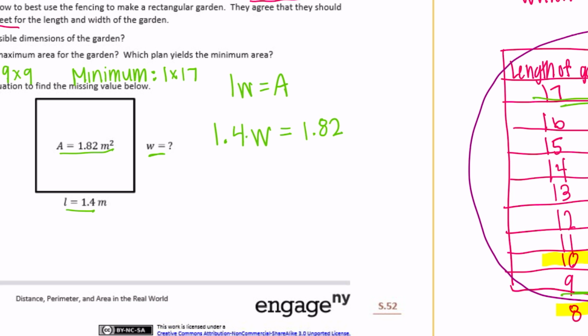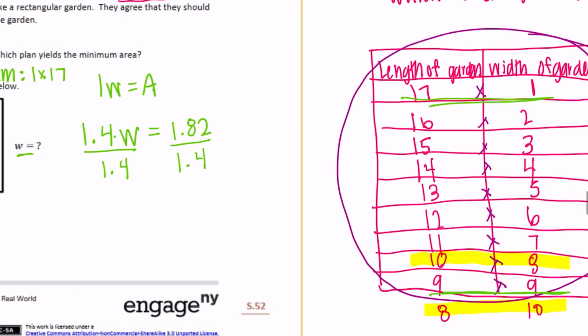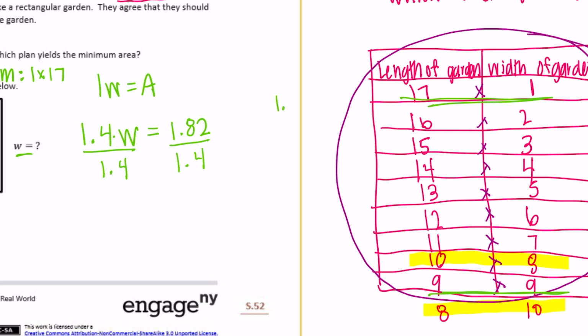So since I multiplied, I'm going to do the opposite to get rid of it. So divide by 1 4/10. What I do to that side, I need to do to the other side. So we have 1 82/100 divided by 1 4/10. So what I'm going to do is move the decimal point 1 place to the right and bring it straight up.